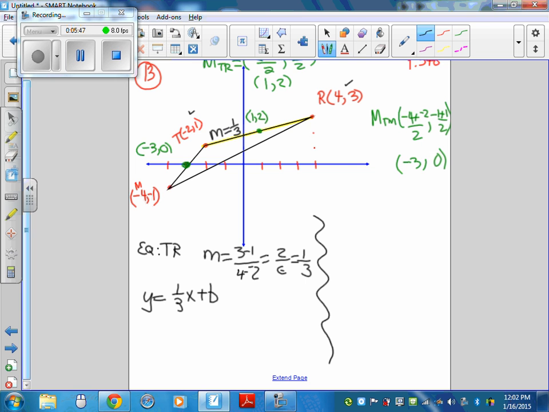Don't you need to do the midpoint? No, I could use T, the midpoint, or R. Oh, you're right. I don't really need that line equation. I'm going to make the equation for the perpendicular. Right. So I need to use the midpoint.